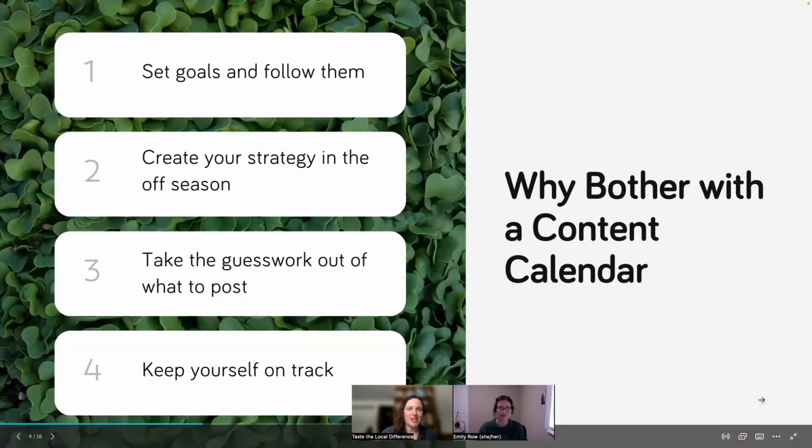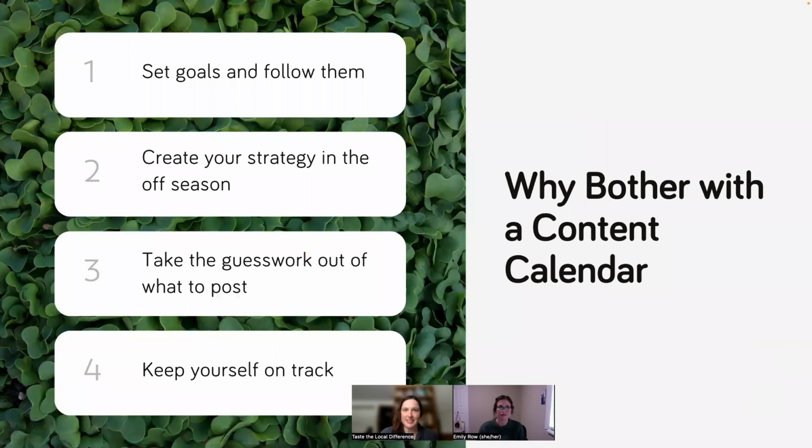Awesome. So we are talking today all about content calendars, which is really like the system for keeping yourself organized when it comes to managing your social media profiles. So first, we just wanted to talk a little bit about why you should bother with it. Sometimes it feels like an added step, but I like to think that it actually makes it easier for you to manage your social channels, especially throughout the season when you're really, really busy.